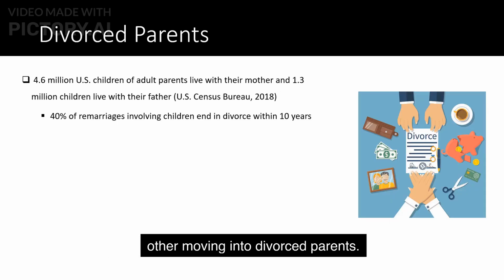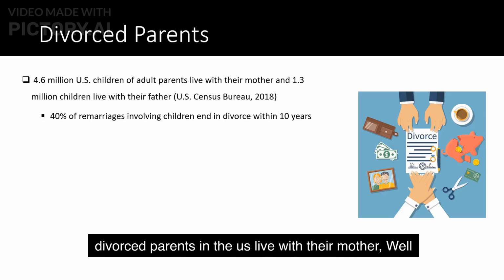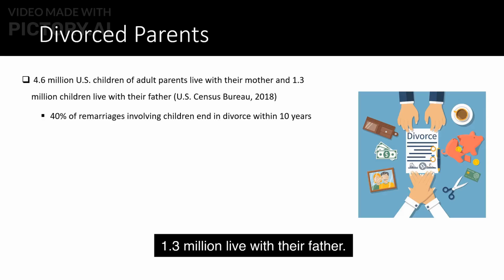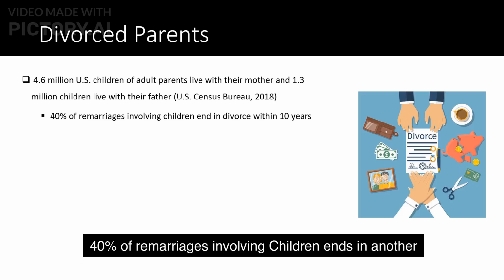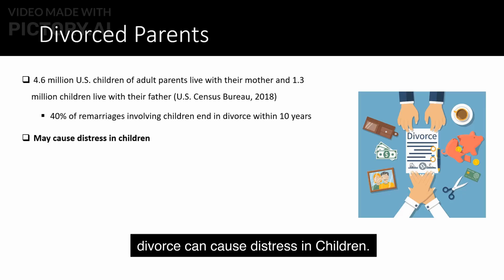Moving into divorced parents, the U.S. Census reports that 4.6 million children of divorced parents in the U.S. live with their mother, while 1.3 million live with their father. To make the divorce situation worse, 40% of remarriages involving children end in another divorce within 10 years. Divorce can cause distress in children.